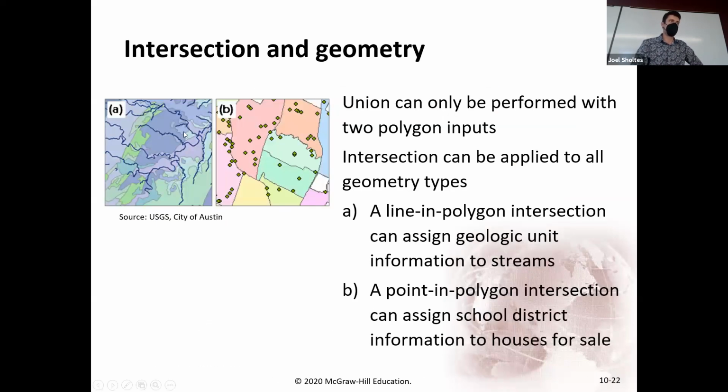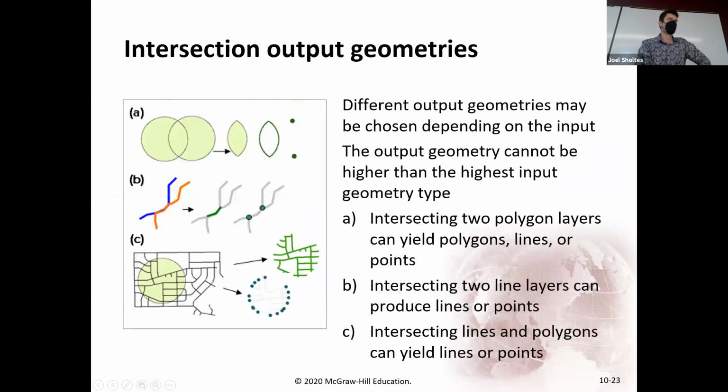Here's a line intersecting with a geology unit, and that can inform stream type. So now we get this line that has geologic information. A point over a polygon can assign polygon information to the points. But in this case, maybe a spatial join would work. I like spatial joins for points better.